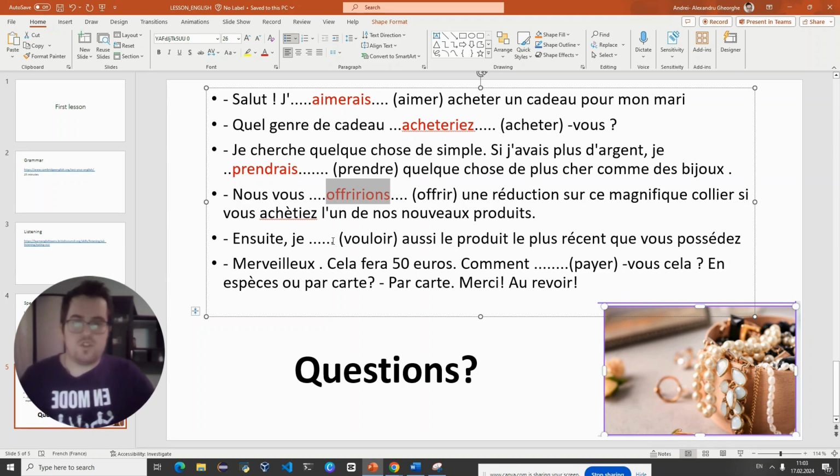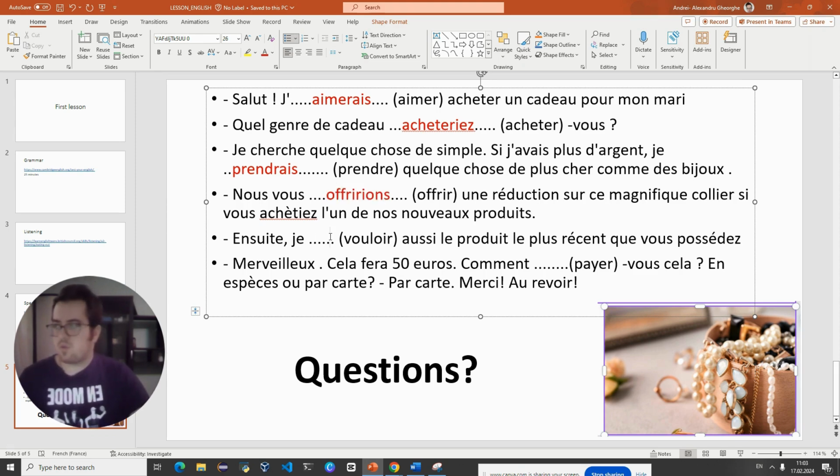Ensuite, je vouloir aussi le produit le plus récent que vous possédez. What does this mean? Ensuite means then. Je, vouloir, I would want. That's what I want to say here. Also, aussi, the product, le produit le plus récent, the most recent. So I would want the most recent product que vous possédez, that you have right now.